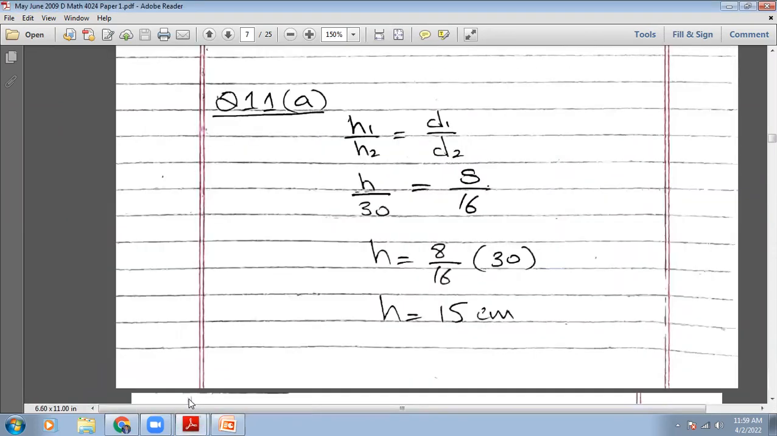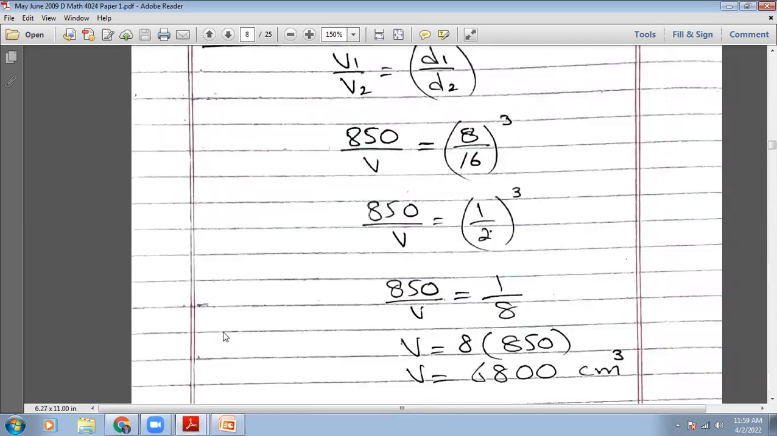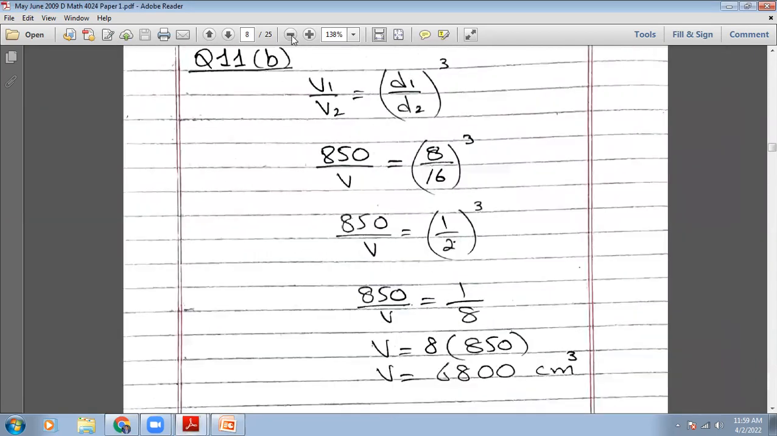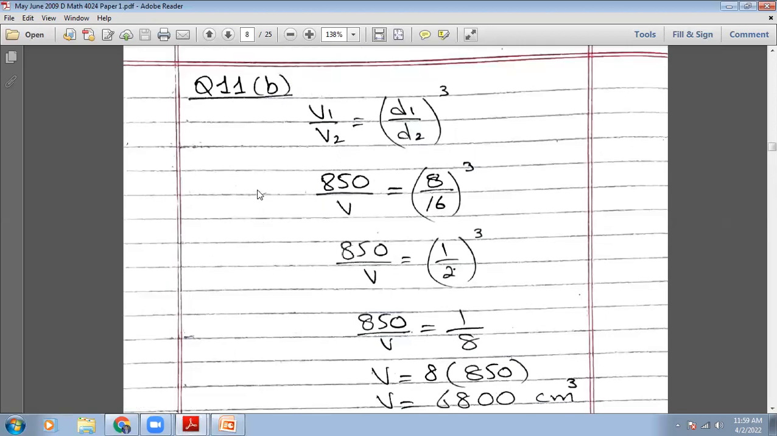So very simple. You know the solids which are similar to each other, and the ratio of the volumes is equal to the cube of the ratios of their lengths, their diameters, or their heights. So V1 by V2 will be equal to dia 1 by dia 2 whole cube. V1, the small bucket, its volume is given, that's 850. The volume of the larger bucket we have to find out. The D1, the dia of the smaller bucket is 8, and the diameter of the larger bucket is 16.